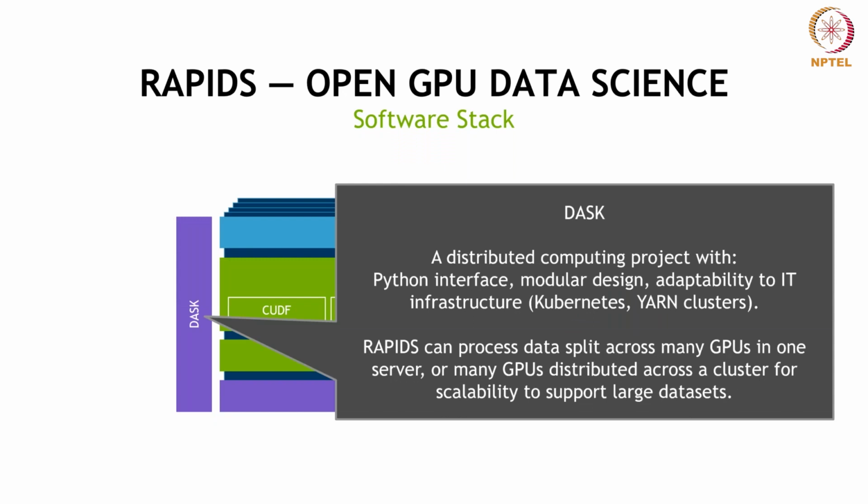Then we have something called DASK. DASK is a distributed computing project which was launched some time back. It has a Python interface. One of the most critical things is that in this world, Python is the most popular language, so it has a Python interface. It is modular in nature, and also the infrastructure scales pretty well with different kinds of infrastructure like Kubernetes and also Yarn clusters. So Rapids also makes use of DASK. DASK is not a project by Rapids, but it's an open source project, and Rapids extends it to do the same job on the GPU.